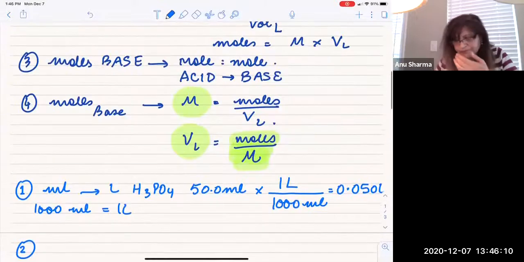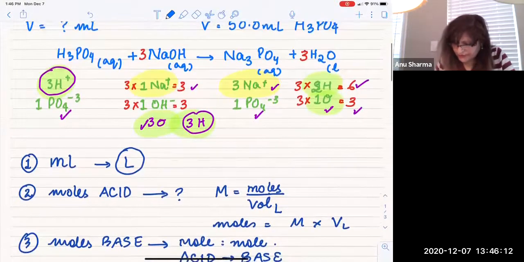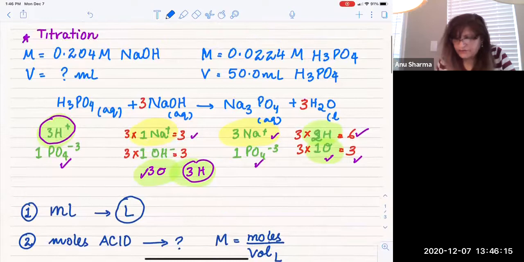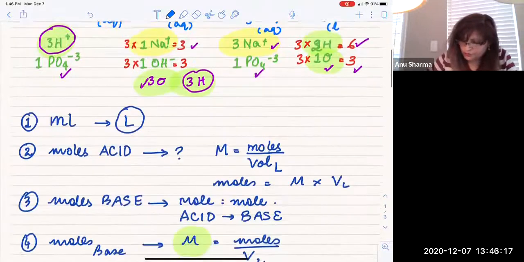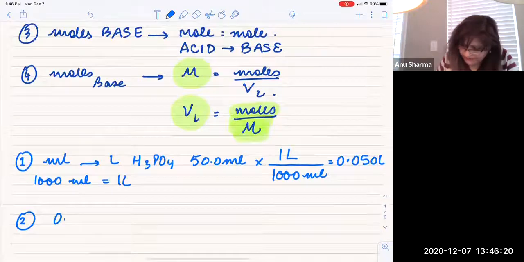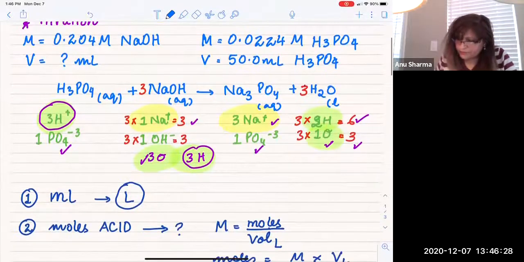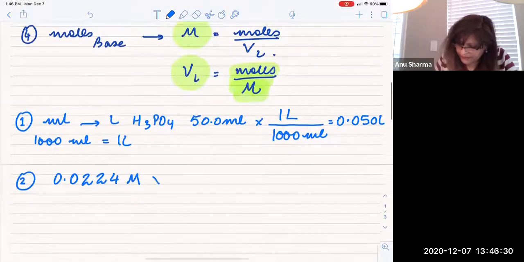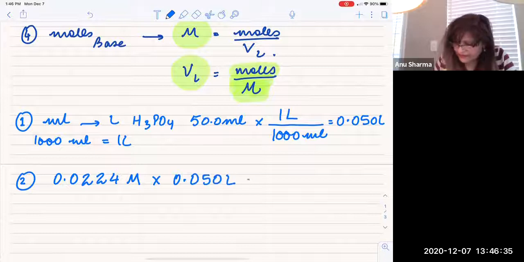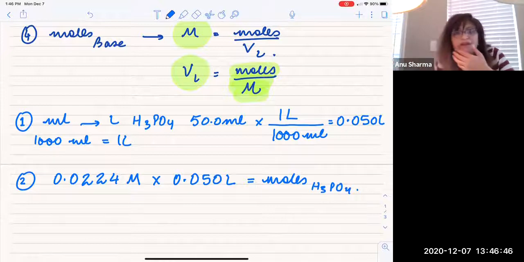The second step is to find the moles of the acid. So we have the molarity 0.0224 M, and the volume we already have. The molarity times the volume is 0.050 liters, and this gives the moles of H3PO4. So what do you get here? You guys do the calculations and tell me.